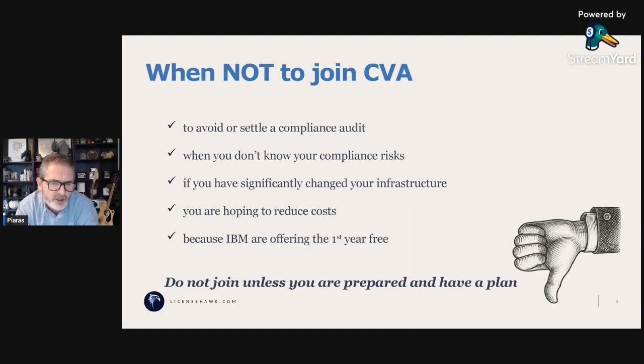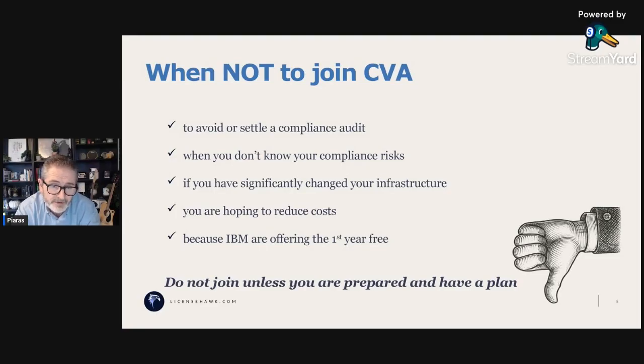Now, if there's a significant change in your infrastructure, and this is a variation of what I said earlier, where you're joining CVA because you have a compelling event of some sort. If you suddenly change your infrastructure or extend it, you have essentially created a lot of unknowns, and you could have a significant increase in your license costs because of these unknowns. So you're better off trying to get an understanding of that infrastructure before you enter the CVA program, or certainly before you share data with the CVA partner, so that you have a chance to manage it, mitigate it, and possibly optimize.